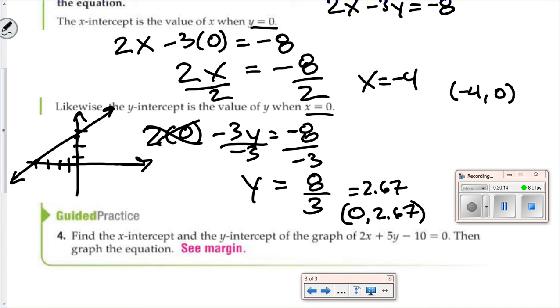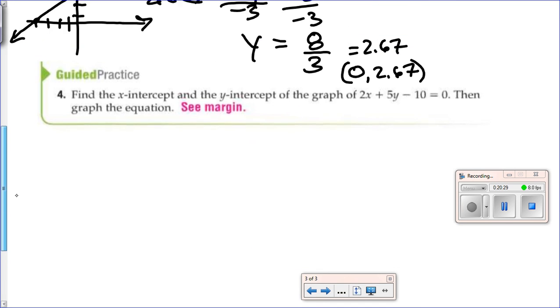You guys are welcome to do that here. Take a pause. Go ahead and do that on this guided practice number 4 here. I'm going to go ahead and scroll down. I'll show you what that would look like here with number 4.